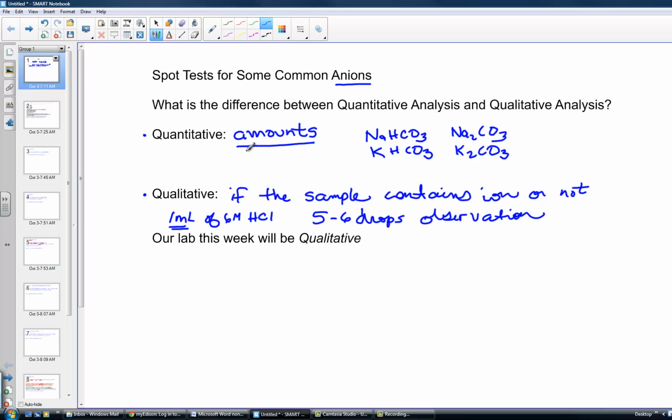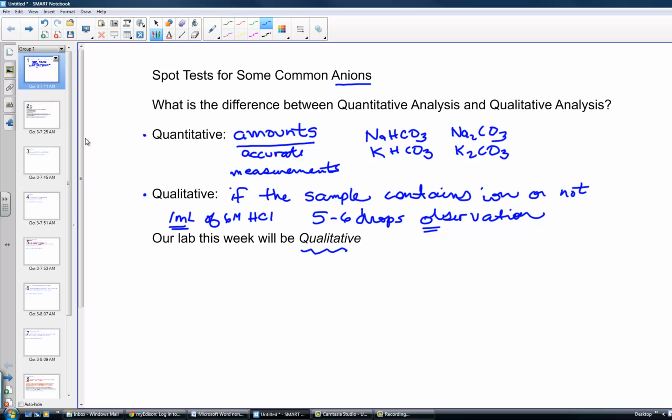Quantitative, it's all about accurate measurements. Be very careful, use that analytical balance and tell me precisely how much of the sample is there. With qualitative, the measurements aren't as critical, and it's all about the power of observation. This week, our lab is qualitative. We are going to be testing some unknown anions. To see a positive test, we run it on a known, and we compare it to the unknown that we are given. Are they behaving the same, or are they behaving differently?